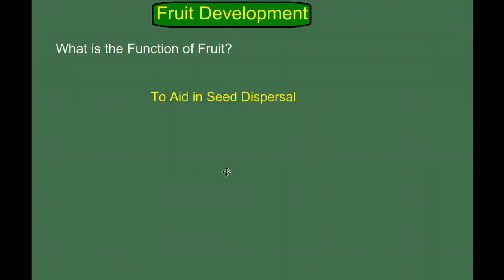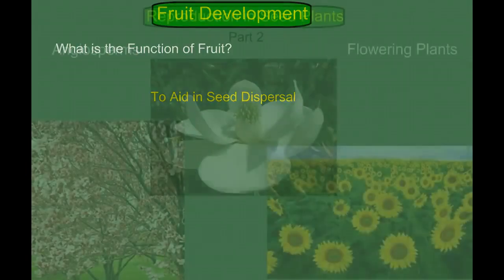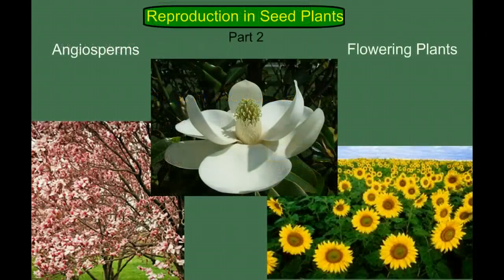So the seeds we talked about in the seed plant video have an advantage of allowing us to move into a broader range of environment. But flowers and fruits have evolved to aid in reproduction of plants and to spread the seeds. So that brings us to the end of our video on angiosperm reproduction.